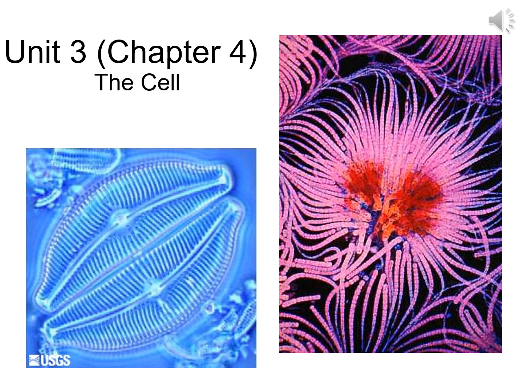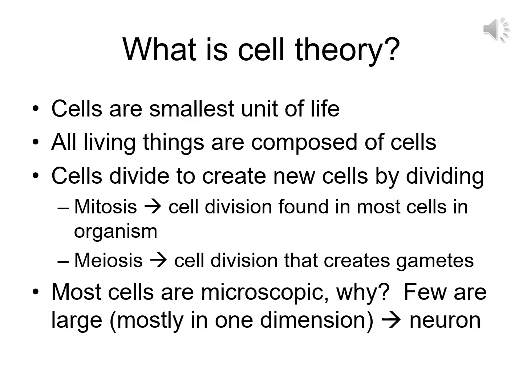Chapter 4, we'll take a tour of the cell, look at different types of cells, and their defining characteristics. The cell theory is composed of three components. The first being that cells are the smallest unit of life. You can't get anything smaller than a cell and still be able to do all those living characteristics.